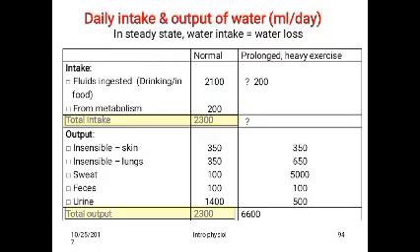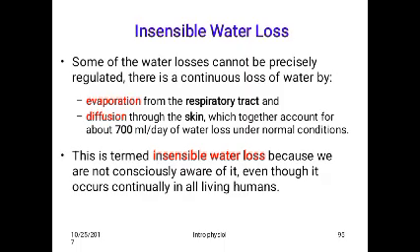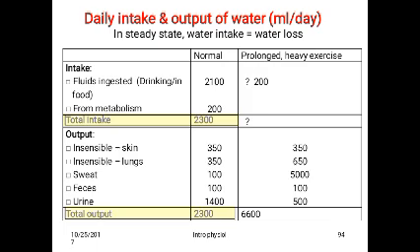Daily intake and output of water, ml per day. In steady state, water intake equals water loss. This chart shows intake: normal versus prolonged heavy exercise. Intake, fluids ingested or drinking, per food: normal 2100, prolonged heavy exercise 7200. From metabolism 200. Total intake: normal 2300, prolonged heavy exercise 7.